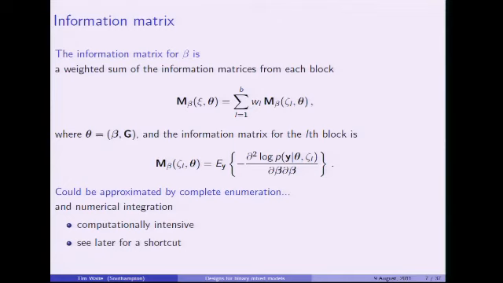So we can approximate this fairly directly by what we call complete enumeration, which basically involves considering each possible outcome in every block. But doing so involves a huge amount of numerical integration, and it's very computationally intensive. So later on I'll talk about a shortcut method which allows you to do that in some simple cases of the model, but in general it's a hard problem.